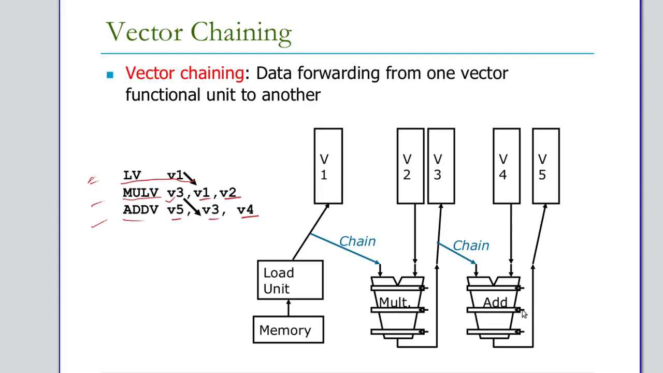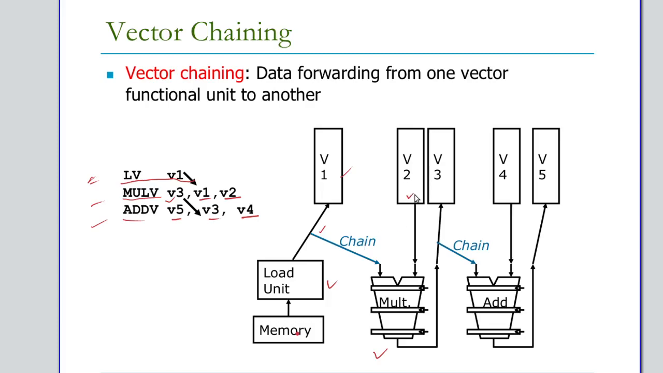So we have separate units, we already know. The first unit is the load unit. It is loading from memory. It is loading the vector. As soon as the first element of the vector is here, we can start the second unit, because we know that from now onwards we will get the data per clock cycle.